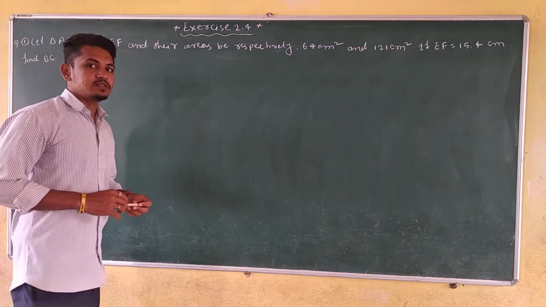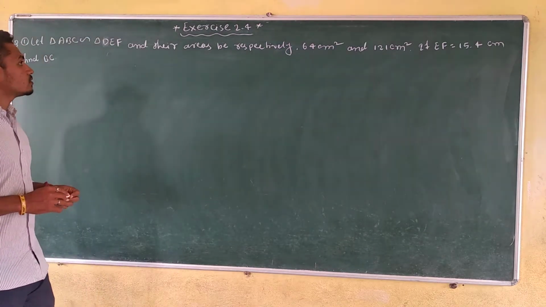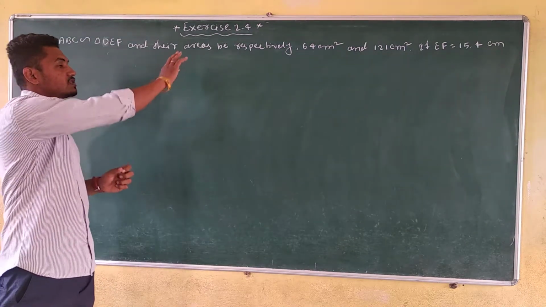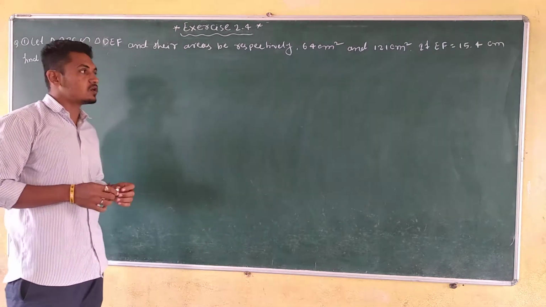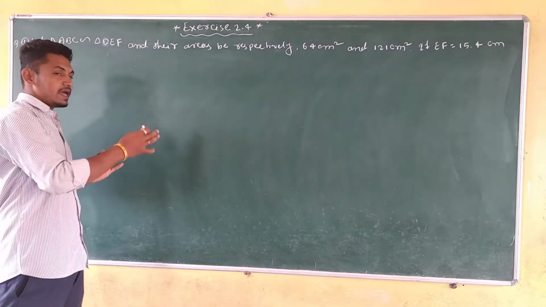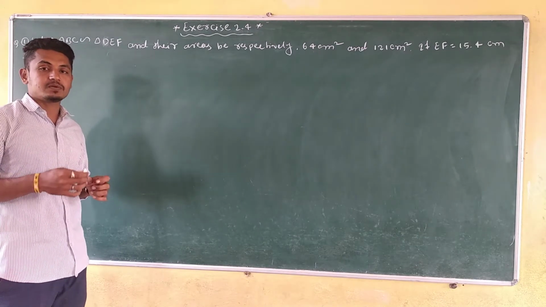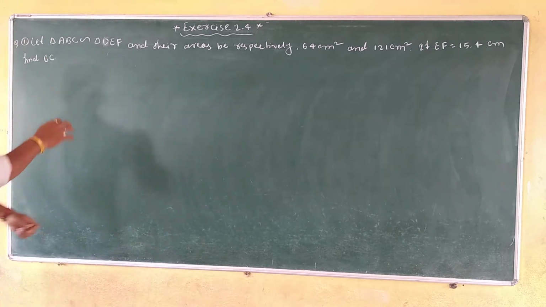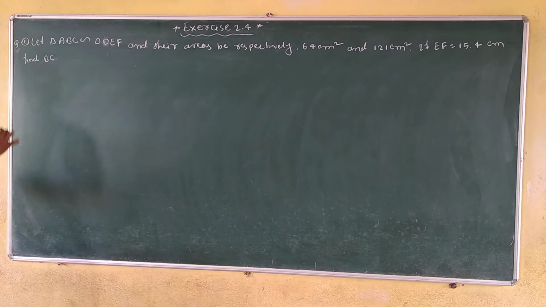So hello my dear students, today in this class we have discussed exercise number 2.4. In the last class we already saw a theorem. Which theorem? The similar triangles, areas of triangles theorem. So see here, this is the first question.